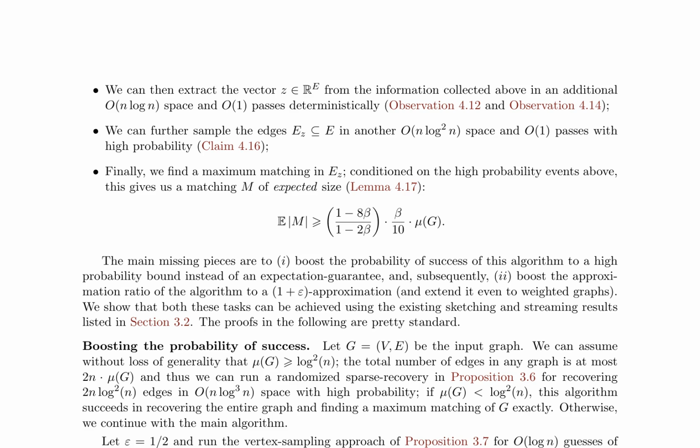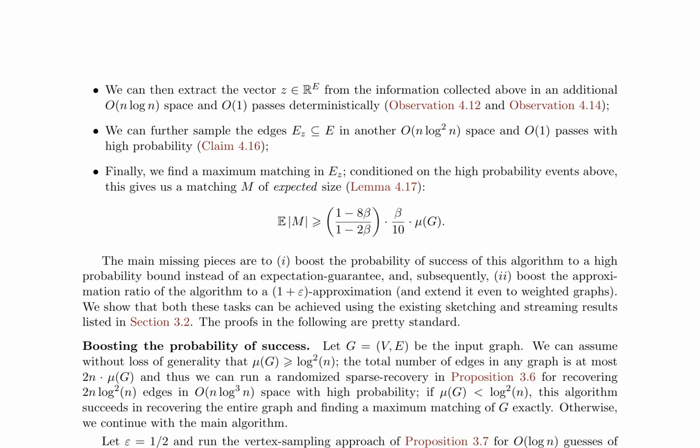In the context of machine learning and computer science, the paper discusses a novel approach to solving the maximum matching problem in a graph. The authors propose an algorithm that uses a combination of vertex sampling and sparse recovery techniques to achieve a high probability bound on the approximation ratio of the algorithm.